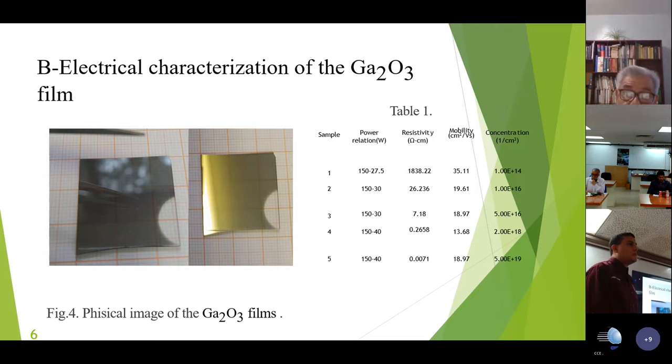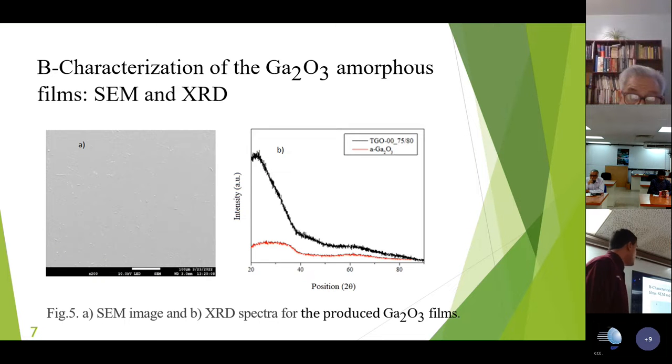Well, we did various characterizations to these films, the first one being electric. We used the van der Pauw Hall method, in which we obtained different values. We can see that the concentration goes from 1 to the power of 14 to 5 to the power of 19. And this is achieved by varying the different power relationships when we grow in the sputtering chamber.